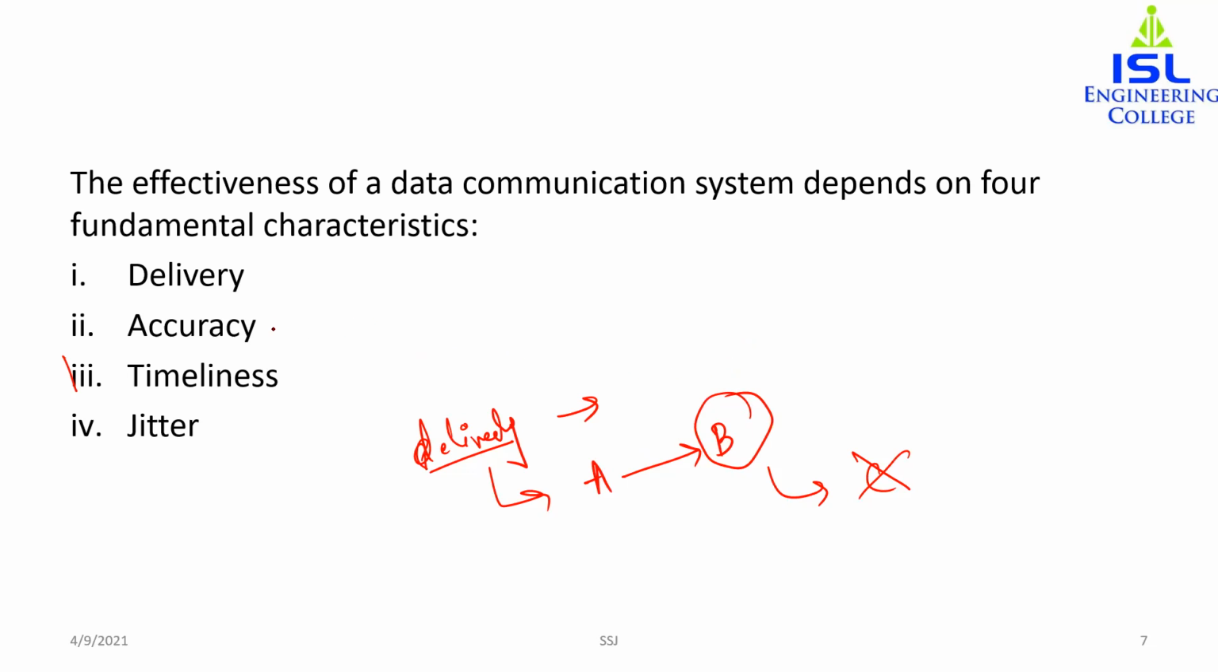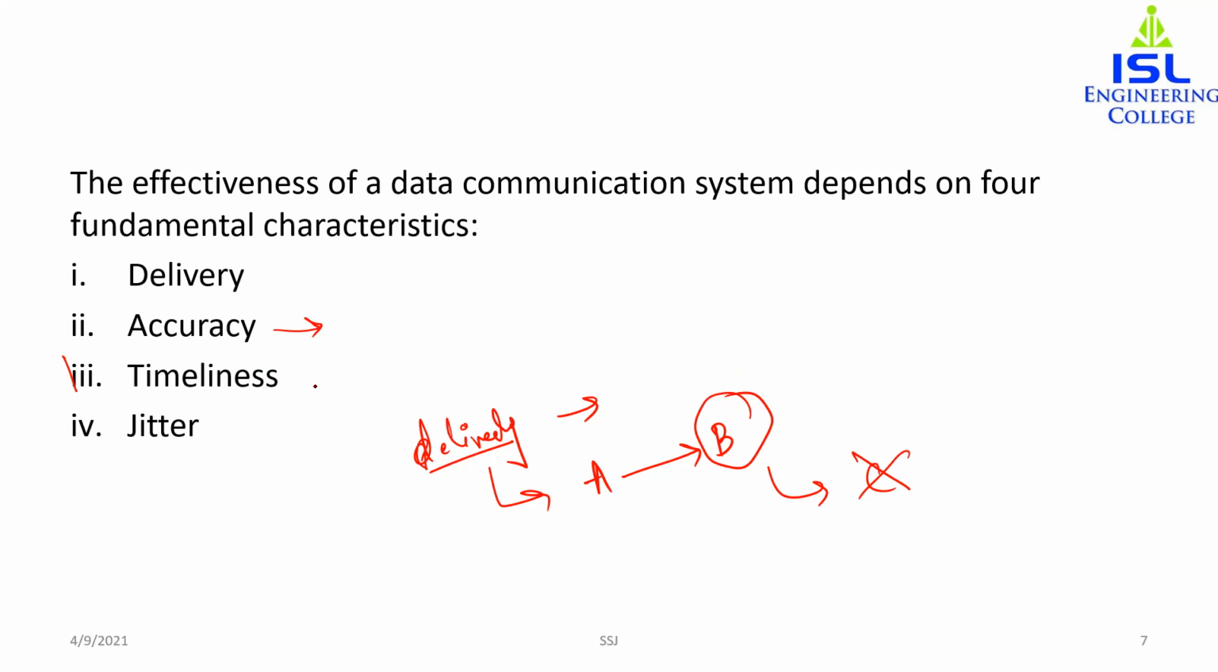And data must be received by B only, that is, system B or user B, for example. Now the next is accuracy. The system must deliver the data accurately. That is, we should not have data which is altered, or some part of the data lost. Such kind of things should not occur. That is, accuracy must be there.